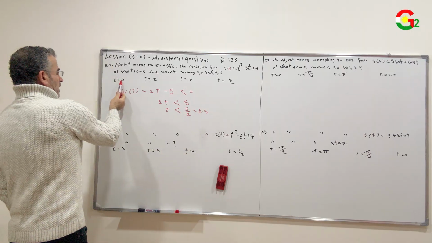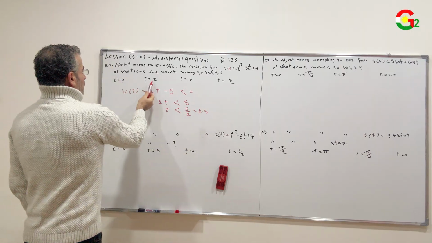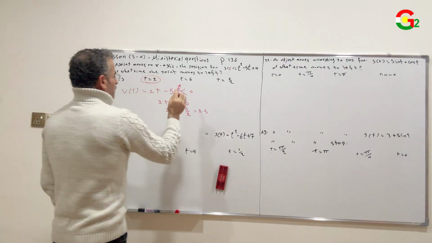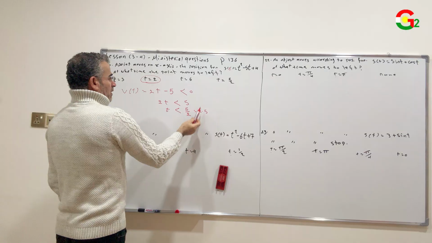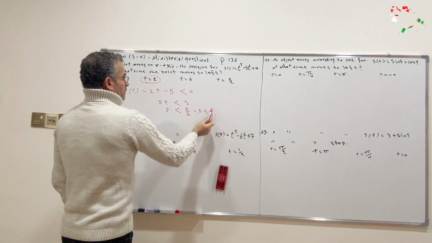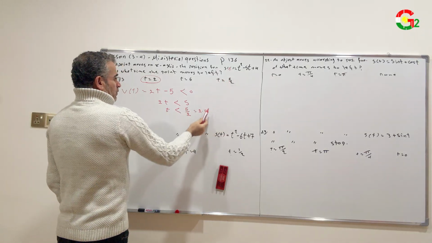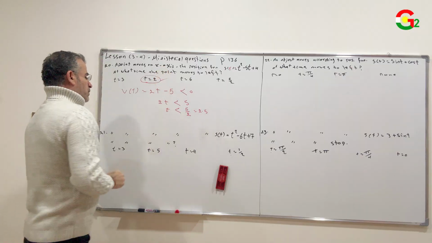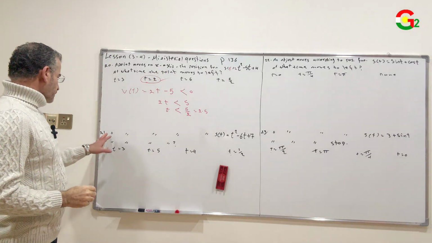3 is greater than 2.5. 2 is less than 2.5. 5 is greater than 2.5. And 5 over 2 is equal to 2.5. Therefore, the right choice is B.